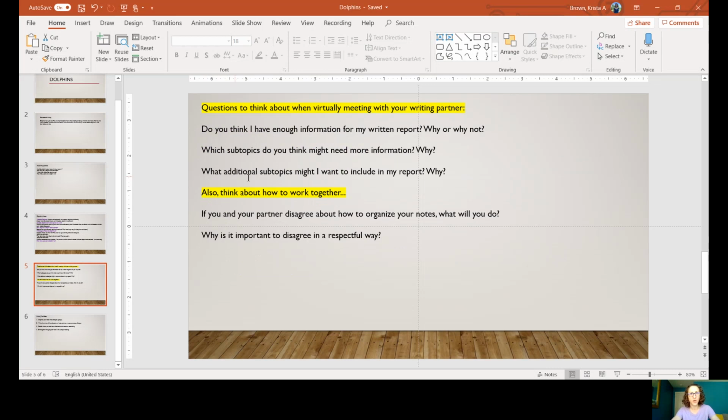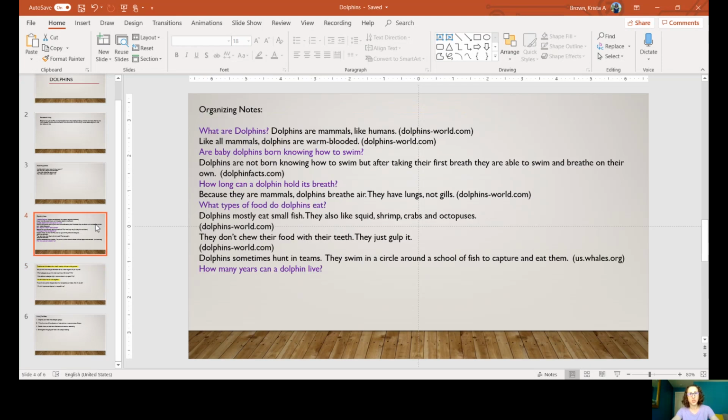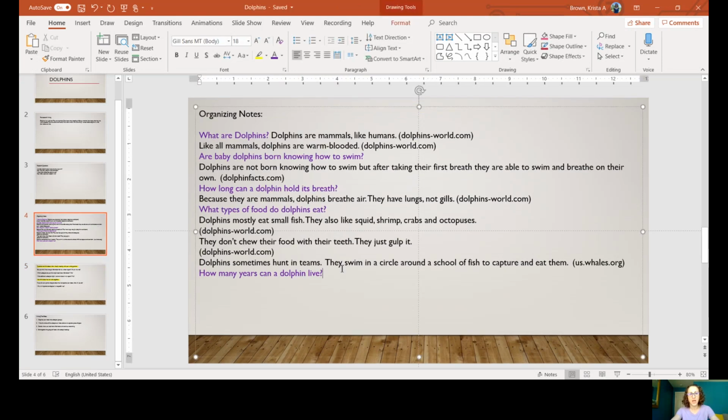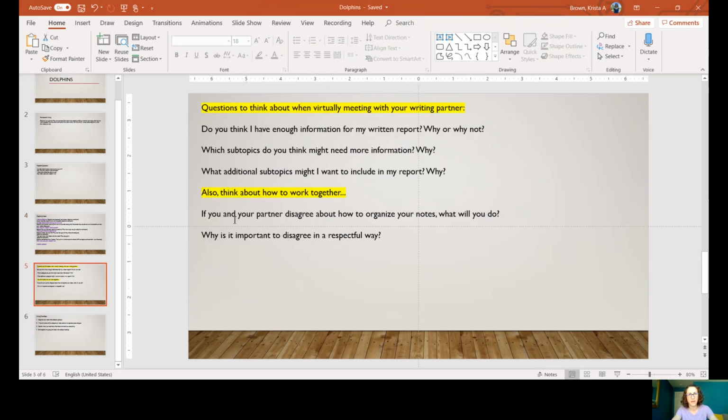Let's go to the next one. What additional subtopics might I want to include in my report? Ooh, an additional subtopic would be another question. I'm going to write that down for myself because, yeah, I think I could ask another question. I'm just going to come back to that for later, but I wrote myself a note so I don't forget.